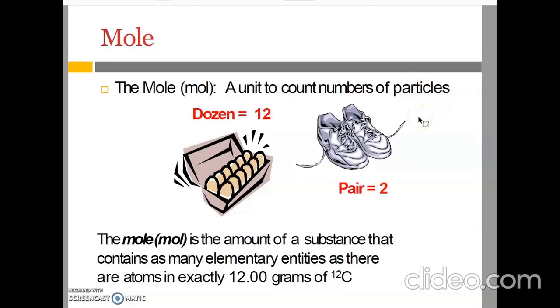Secara analoginya sama macam kalau kita sebut 1 dozen, kita ada 12 benda dalam 1 dozen. If you say a pair, so kita akan ada 2 benda dalam a pair of shoes. Okay, so kita ada 2 kasut. Kalau 1 dozen of eggs, so kita ada 12 eggs in a box. So sama juga macam mole. Mole is the amount of substance that contains as many elementary entities as there are atoms in exactly 12 grams of carbon-12.